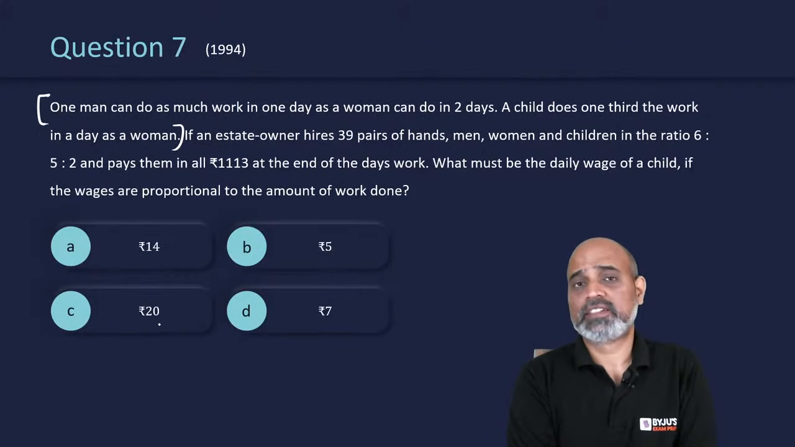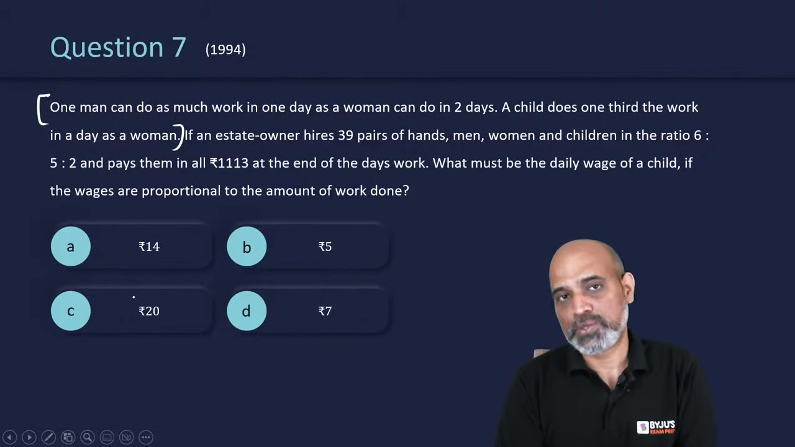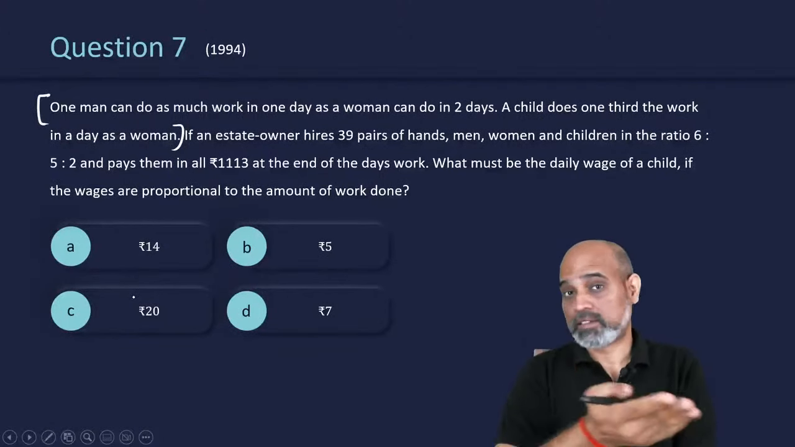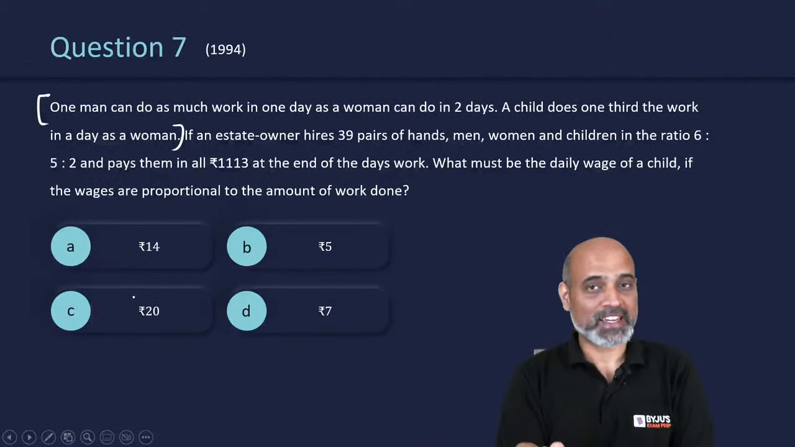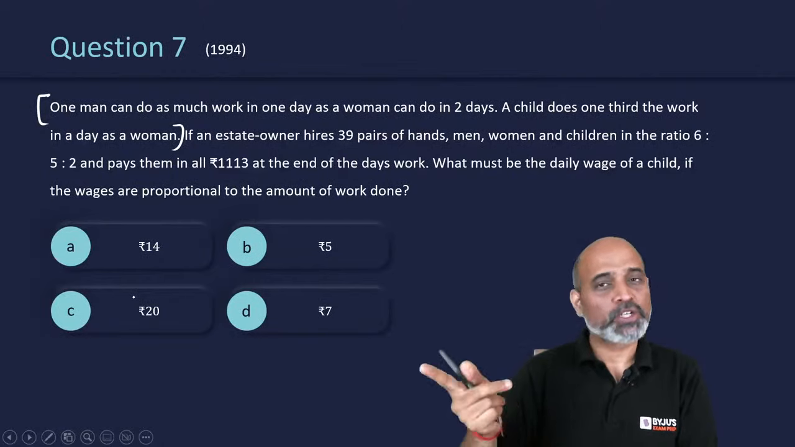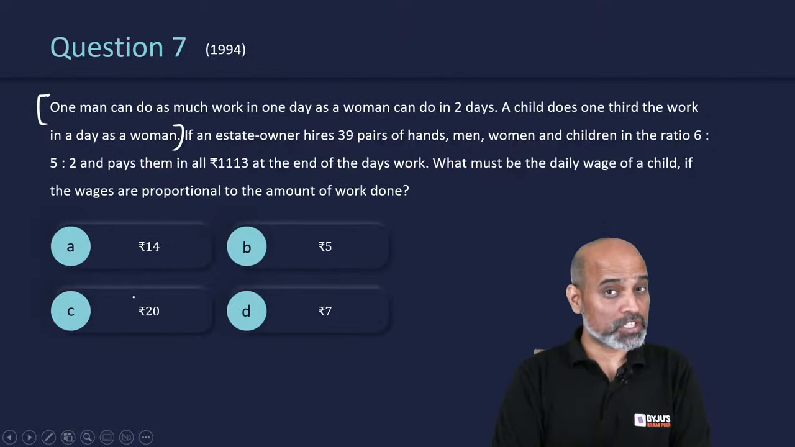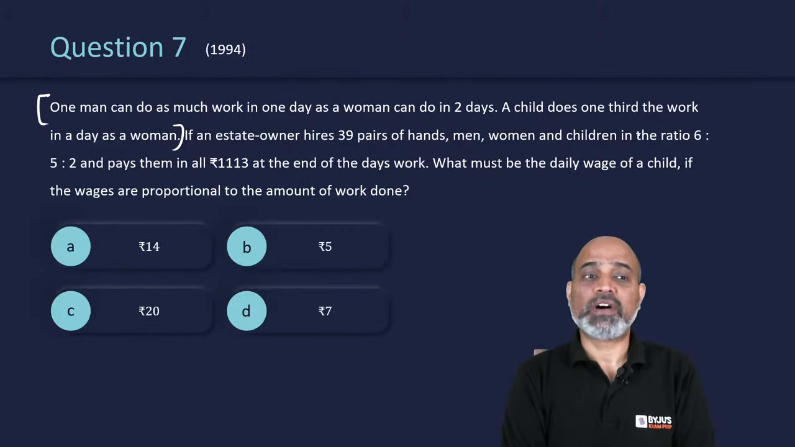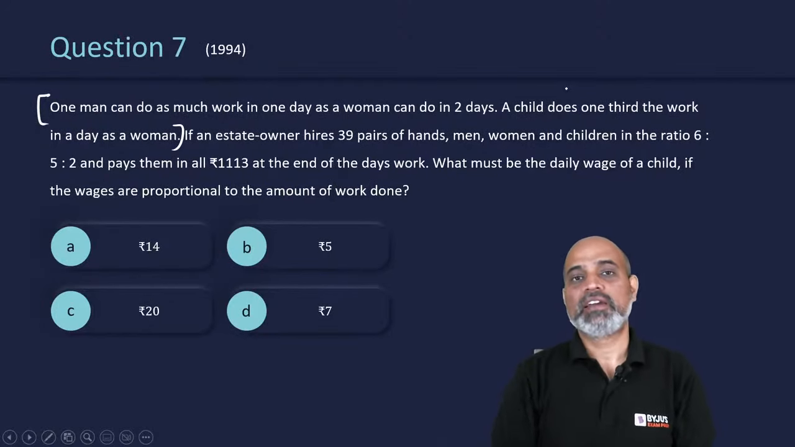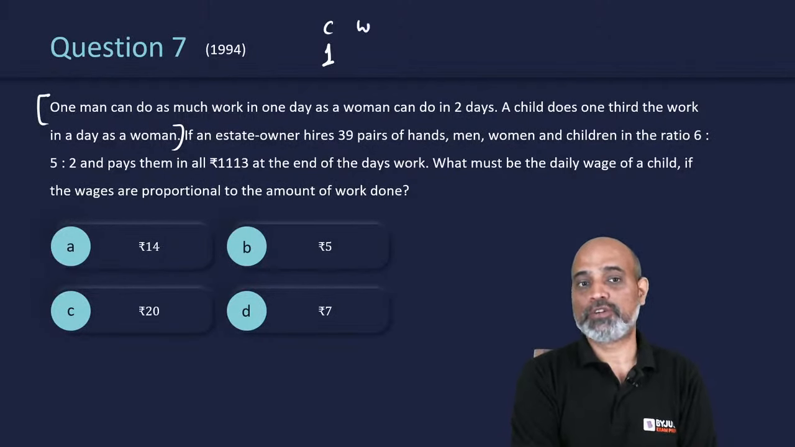first 2 lines. Okay, one man can do as much work in 1 day as a woman can do in 2 days. Okay, so think about it. Either write down the equation or think. दोनों में से एक ही करोगे. सोचोगे तो easy हो जाता है. Whatever work you do in 2 days, somebody is able to do in 1 day, right? So if your efficiency is 1, then somebody else's efficiency is 2. And a child does 1/3 of the work in a day as a woman. So if you're talking about the same day, child does 1/3 of the work. So if a child does 1 unit, woman does 3 units.